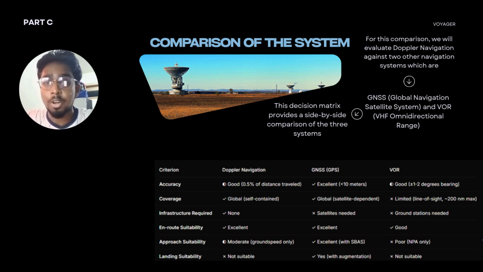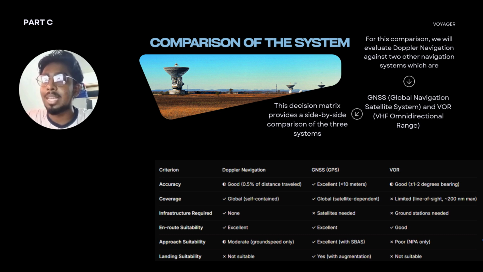About the infrastructure, for Doppler navigation, there is no infrastructure needed. But for GNSS, we need satellites, and for VOR, we need ground stations. So in this aspect, Doppler navigation gives the best result. And next, we will look at route suitability. For Doppler navigation, it is excellent, GNSS excellent, and VOR is good.